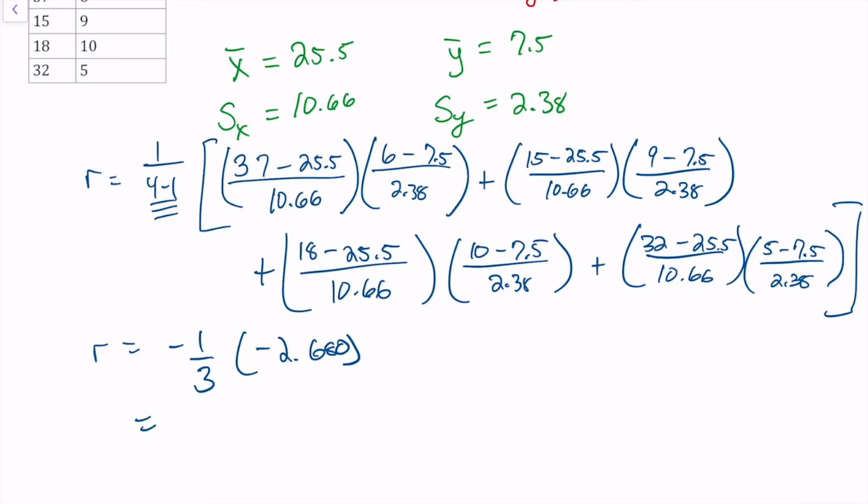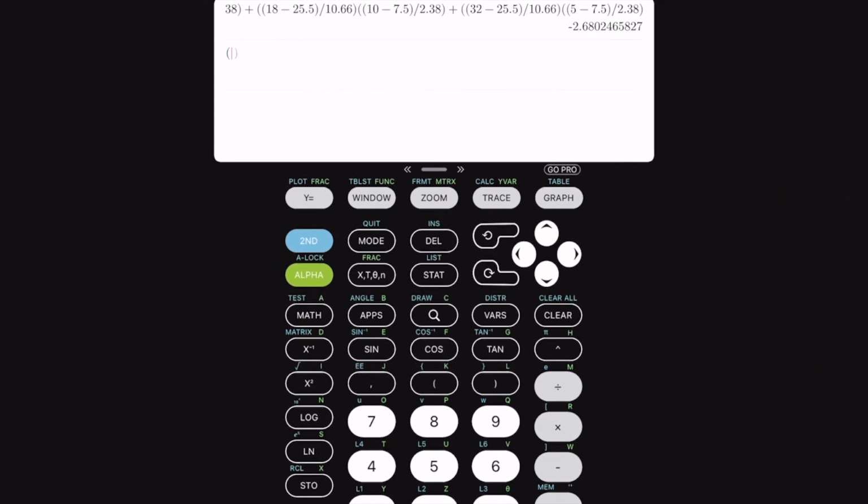Let's see what that equals. So we'll take a positive 1/3, so 1 divided by 3 times a negative 2.680, and we get a negative 0.893.